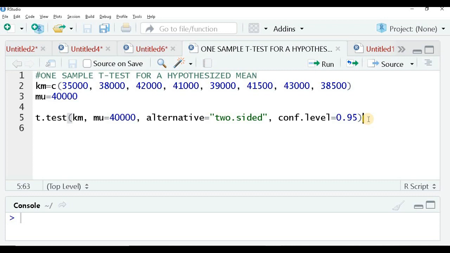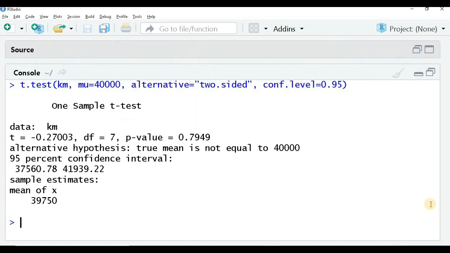So when I run this test, you get a neat output. This is what the output looks like. This is your t-statistic. Degrees of freedom is 7. Usually degree of freedom is calculated as n minus 1. I had a sample of 8, so degree of freedom would be 8 minus 1, that is 7. Here I have a p-value, which is very, very important to test the statistical significance of your test. And the value is 0.79, which is much, much greater than 0.05, which is our threshold limit.